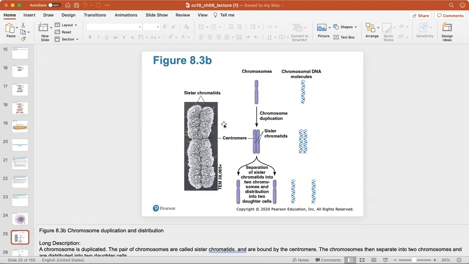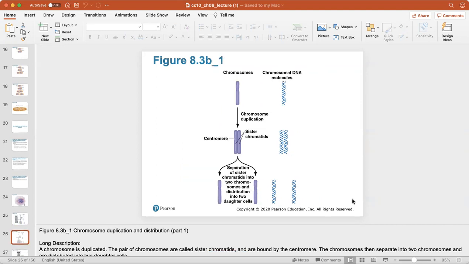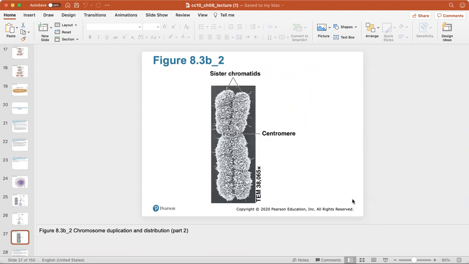Here's a look at chromosome duplication and distribution. So the sister chromatids are attached together at the centromere. The chromosome is 1, and separation of sister chromatids into two chromosomes distributes them into two daughter cells. Here's another look again about how the chromosomes form sister chromatids, and then they separate into two chromosomes to distribute into two daughter cells. Here's a transmission electron micrograph of the sister chromatids.